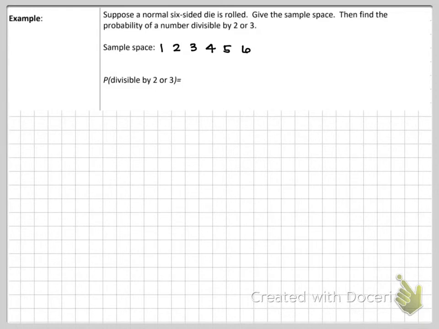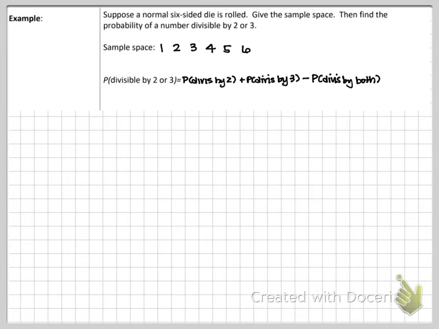Okay, we want to find the probability of a number divisible by 2 or 3. So probability of divisible by 2, plus probability divisible by 3, minus, just in case there's an overlap, probability of divisible by both. I guess I'll put it that way. I don't want to get these extra ors kind of flying around. So probability divisible by both.